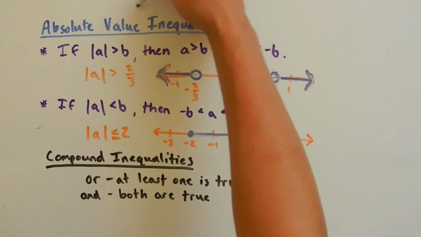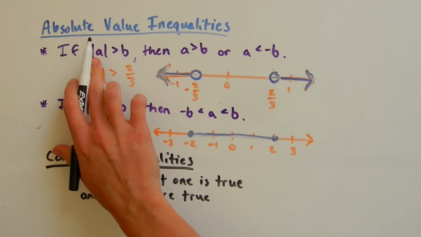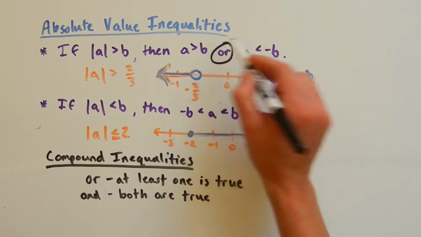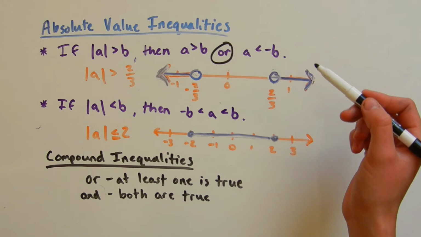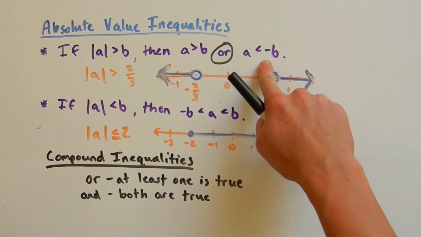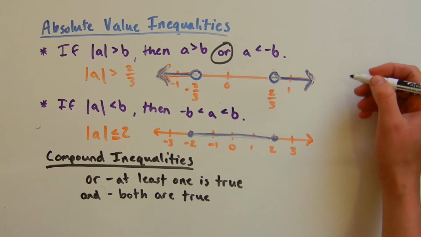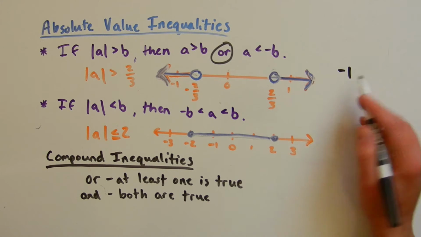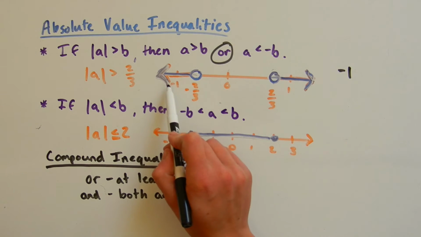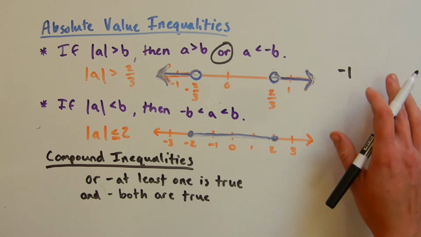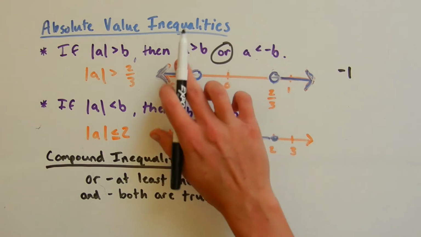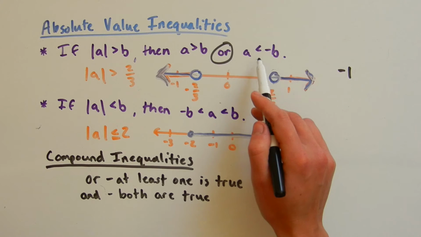So let's look at our first absolute value inequality property. If the absolute value of A is greater than B, then A is greater than B, or A is less than negative B. That means at least one of those is true. If we had, let's say, the number -1, -1 is less than -2/3, but -1 is not greater than 2/3. So only one of these inequalities is true, and that's the second one.